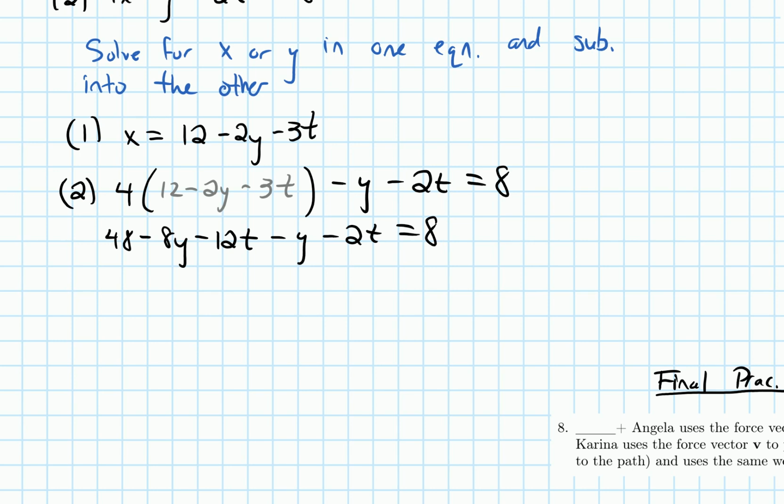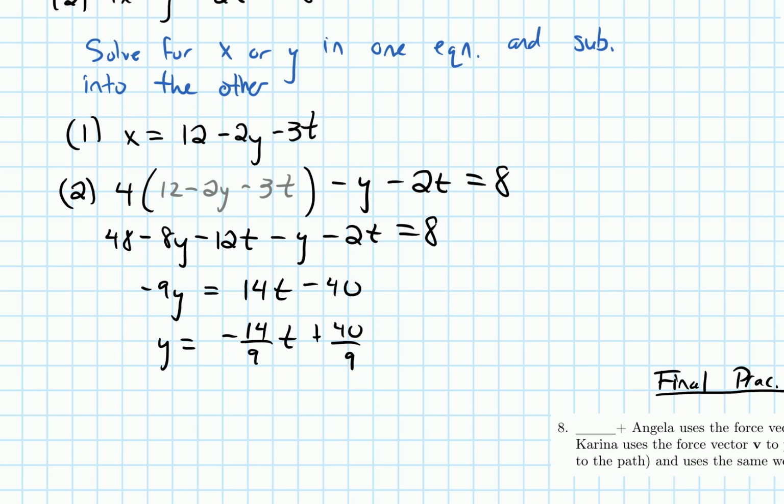So we could combine some like terms. Negative 8y minus y becomes negative 9y. And then negative 12t minus 2t is negative 14t. But let's start to move that to the other side. So that'll become positive 14t. And if I also move the 48 over to the right-hand side, 8 minus 48 is negative 40. All right, and then we divide by negative 9, and we get y equals negative 14 over 9t plus 40 over 9.